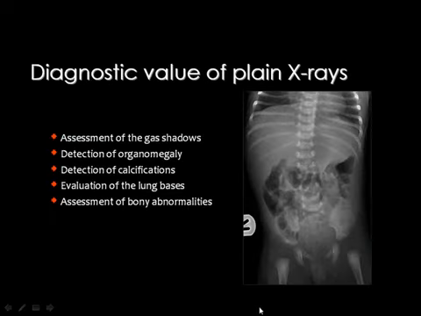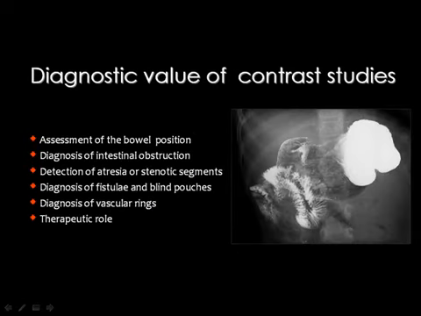the most important imaging modalities for this particular domain are mainly the plain X-ray, the contrast studies, and the ultrasound. The value of the plain X-ray in assessment of the gastrointestinal tract will include assessment of the gas shadow, detection of some organ enlargement, detection of intra-abdominal calcification, evaluation of the lung bases for any pathology, as well as assessment of the bony skeleton seen in the plain radiograph.